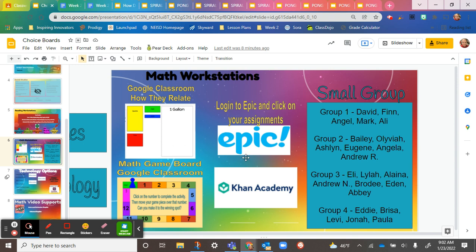These will be our workstations that we'll be working on. So you have books in Epic that go over measurement, and there's some learning videos as well in there. So you can log into your Epic, and then you go to the mailbox at the top, and it should have a little notification showing that I assigned those. This Khan Academy is over volume. There's that game board that I was talking about that has the different measurements, and then there's that how they relate. So on this one, you're going to click the shapes and see how many of them you can fill to make a gallon, and that'll help you with knowing the conversions for those.